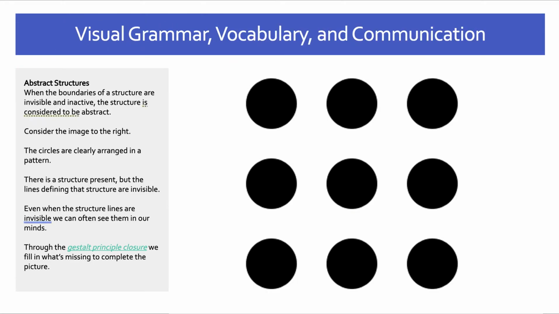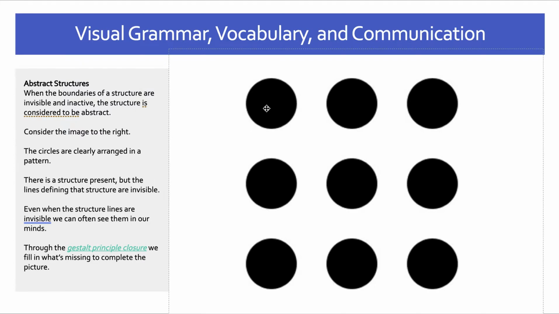So, abstract structures. There are abstract structures at work in that cube of 9 dots. The boundaries of it are invisible and inactive. Therefore, this structure is considered abstract. The circles are arranged in a pattern. There is clearly a structure present, but the lines that define them are invisible. However, we can still see them in our minds if we look. And through the Gestalt principle of closure, we fill in what's missing to complete the picture.